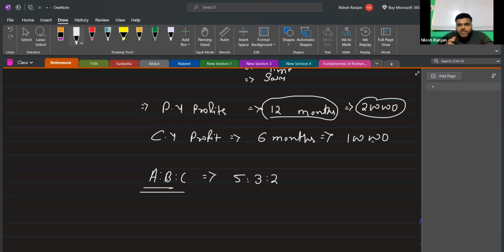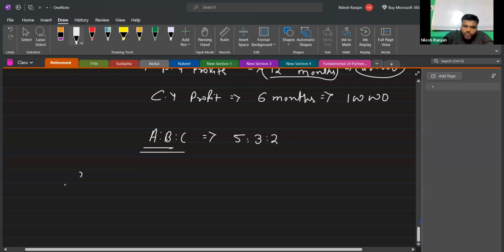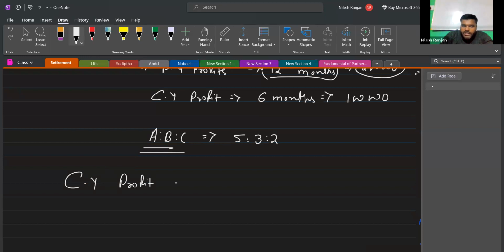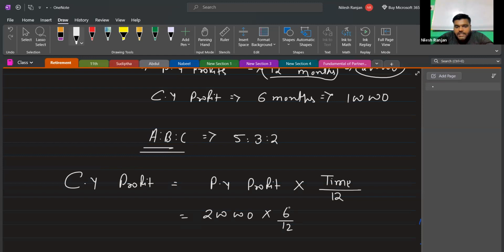Whatever the time period after which the partner died, you have to consider that time also. First, you have to calculate the current year profit. The current year profit will be the previous year profit multiplied by time divided by 12. So if it is 2 lakh, then 2 lakh into 6 by 12. But if it is given that after 3 months he died, then you will multiply it with 3 by 12. So you have to consider the previous year profit and also the time of death.